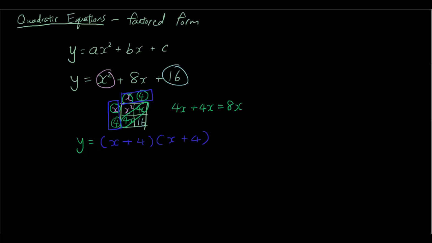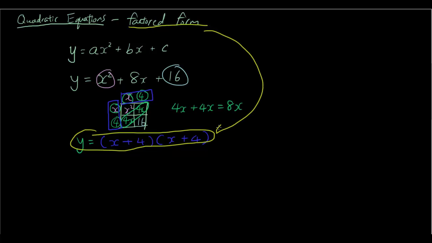Now once you have factorized it, this form here is what we call factored form. So what is the benefit of going from the normal form to the factored form?